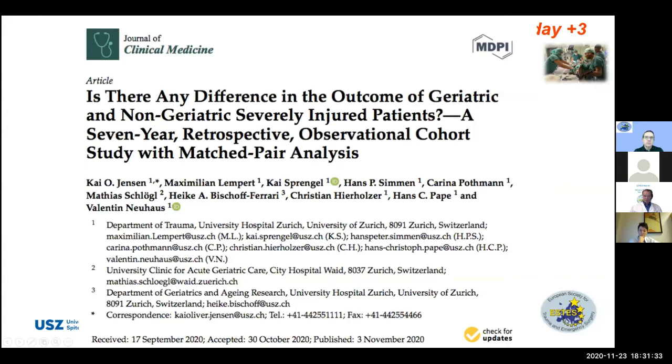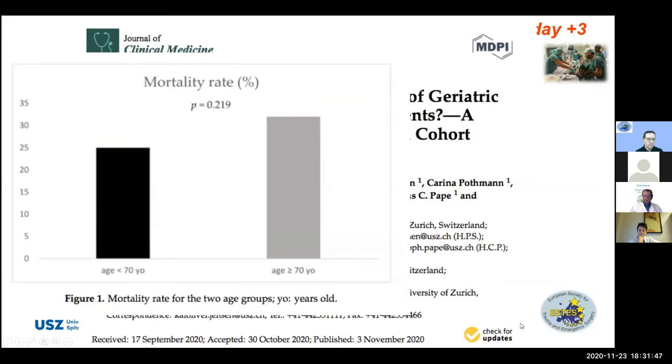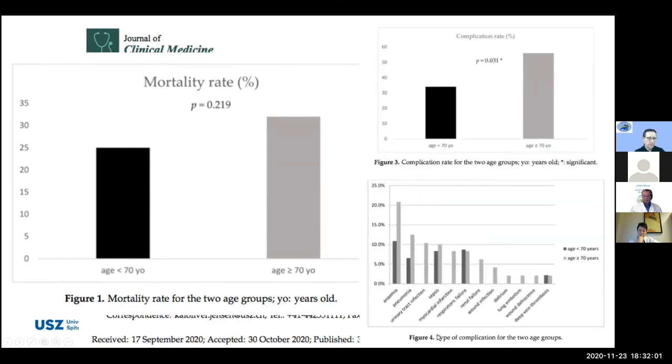And here is just a little bit of notification of some work that we have done. We have compared the outcome of geriatric versus non-geriatric severely injured patients. And interestingly, what we found is that if you compare patients below the age of 70 and above the age of 70, there was no statistical difference in the mortality rate. But interestingly, there were some issues of the complication rates, so that was significant.